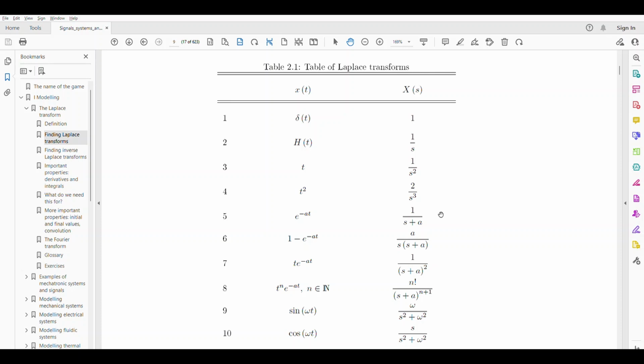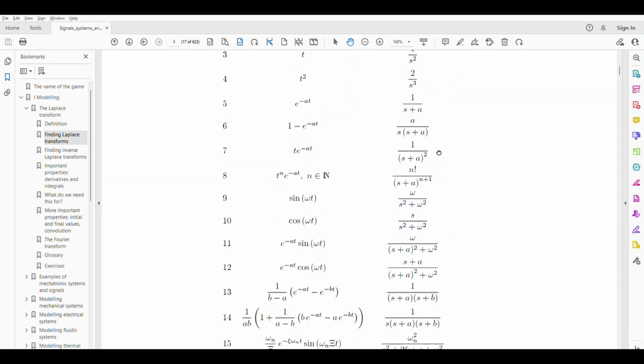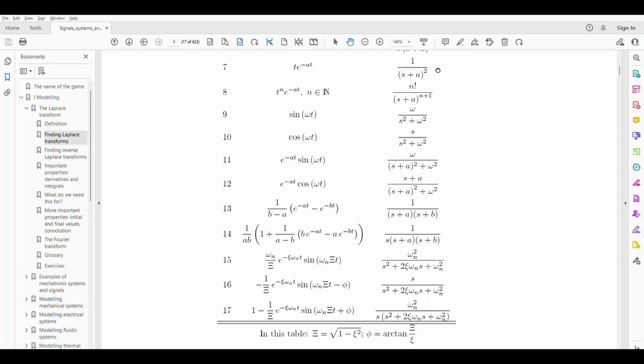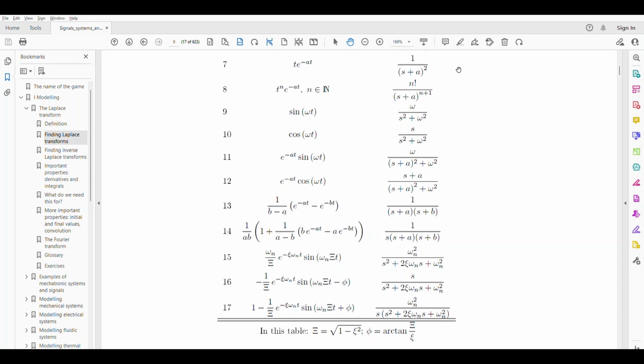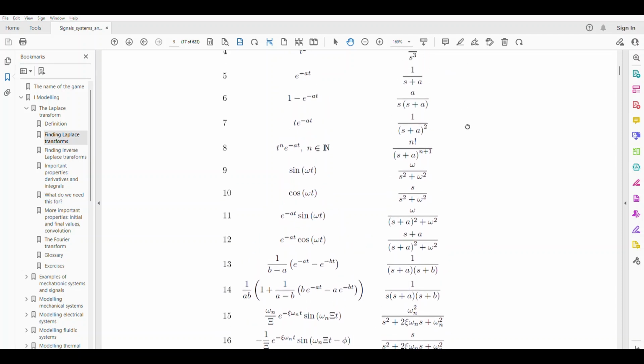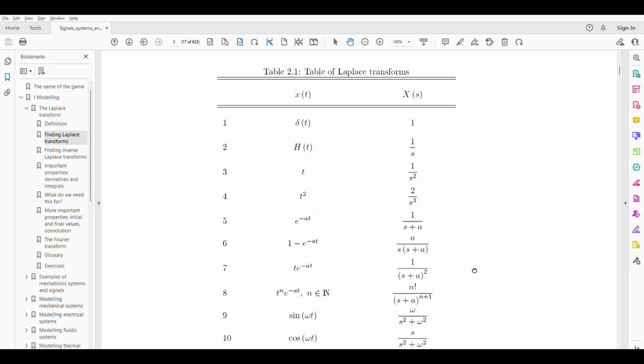Fortunately for us, rather than having to find them from the definition, we may find them in tables where the calculations have already been done for us. We can consult these tables, which, together with the linearity property that we have seen, allow us to find most Laplace transforms and inverse Laplace transforms that we may need.